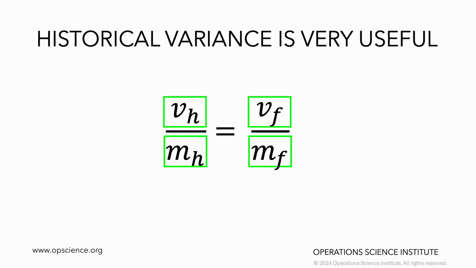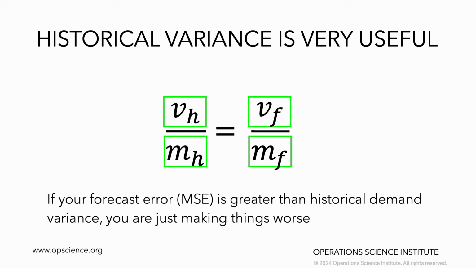A highly useful sanity check on a forecasting process is to compare historical demand variance to mean squared error of the forecast. If your forecast error is greater than your historical demand variance, you're actually increasing variability and making inventory performance worse.